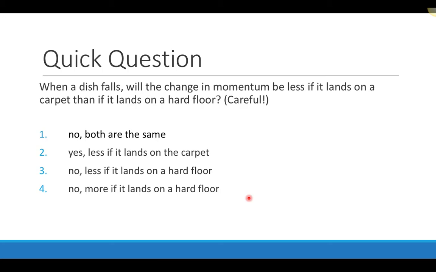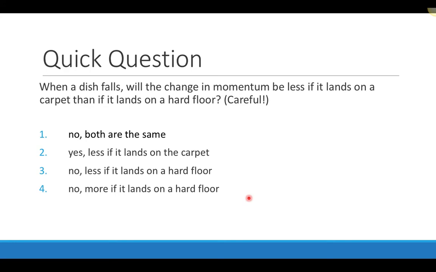So suppose that I have a dish. Will the change in momentum be less for this dish if I drop the dish and it lands on a carpet versus if it landed on a hard floor? So we're talking about the change in momentum. When the dish falls, just before it hits the carpet, it's traveling at the same speed as just before it hits the hard floor. And eventually, when it hits the carpet or the floor, it's going to come to rest. So will the change in momentum be less or greater for the carpet versus the hard floor?